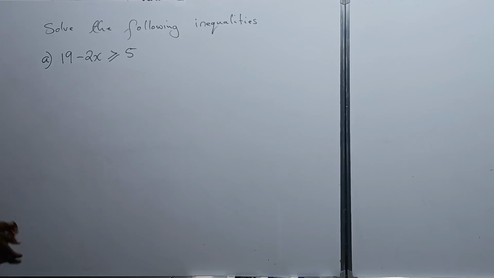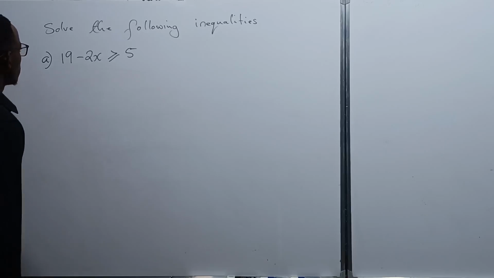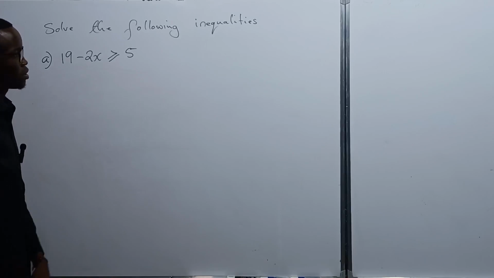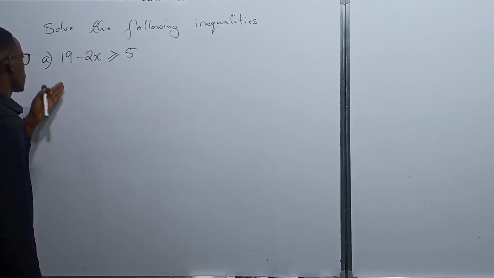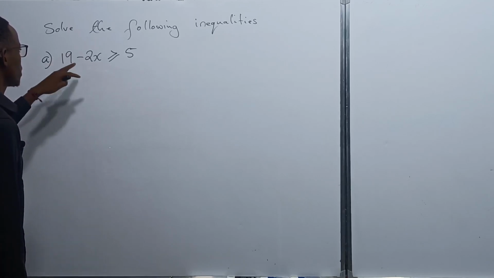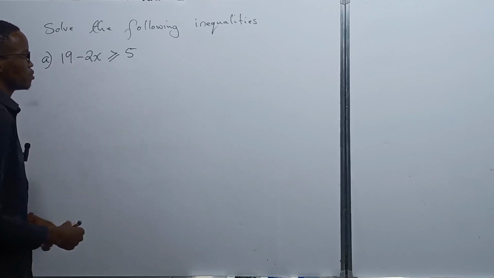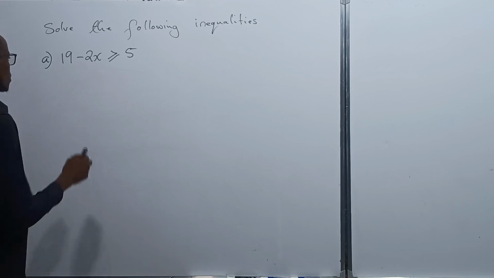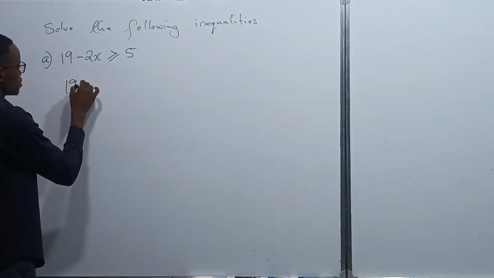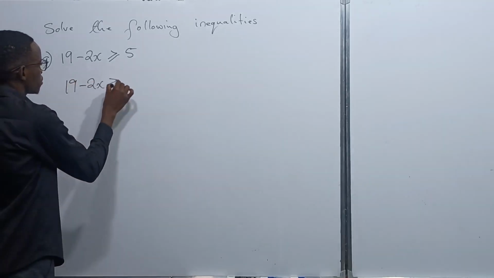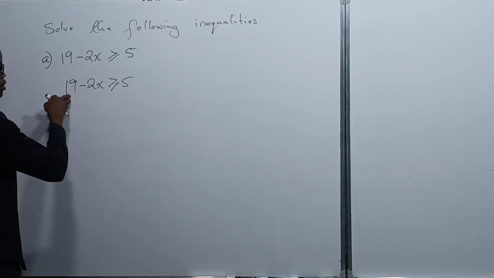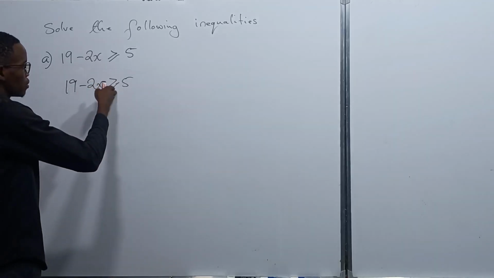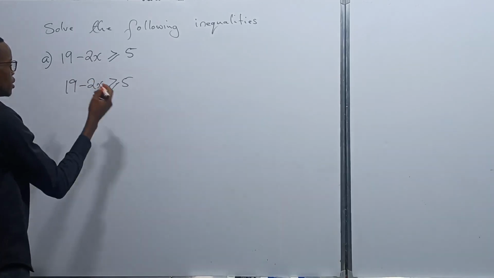Okay, so the question that we have on the board reads, solve the following inequalities. One of the first inequalities that we're solving today is 19 minus 2x is greater than or equal to 5. The first thing we do is write the expression like this. Now we take this 19, it crosses the greater than or equal to sign, and comes this side, so it's going to be negative.